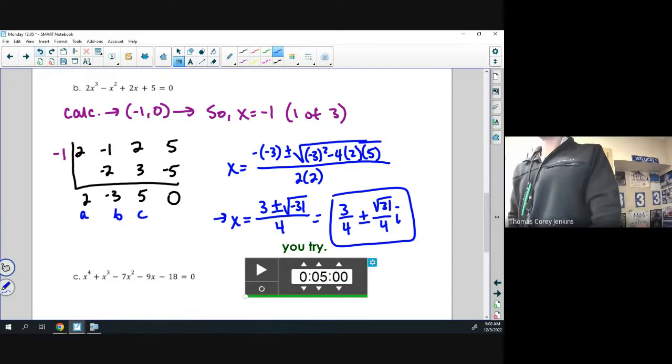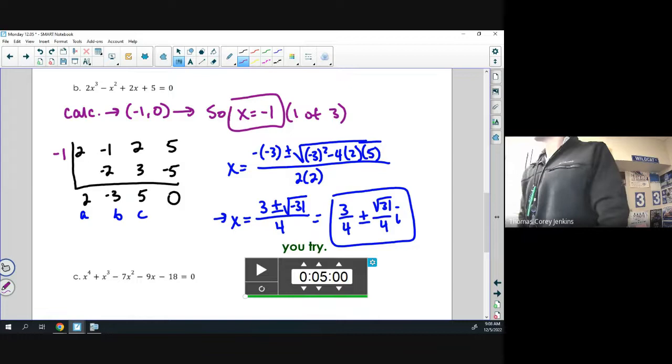And there you go. So I have one real solution, x equals negative 1, which we found on the graph, and then two complex solutions, which we're not finding without algebra, right? So anyways, hopefully that helps.